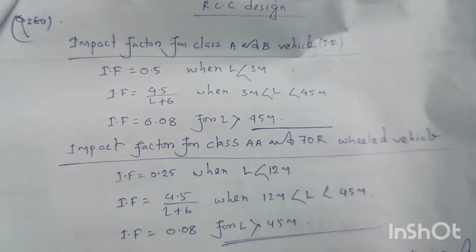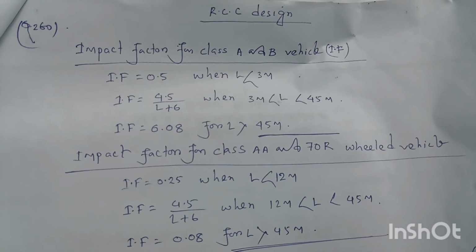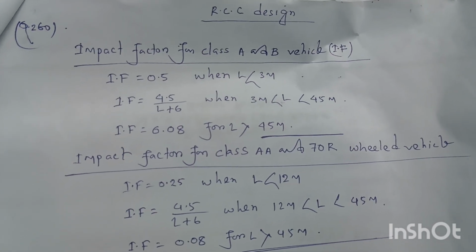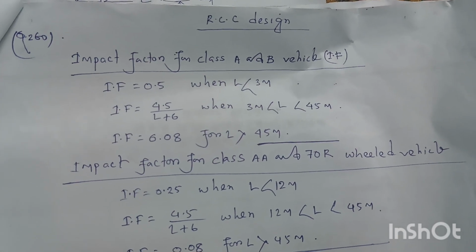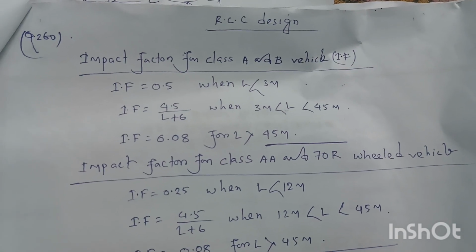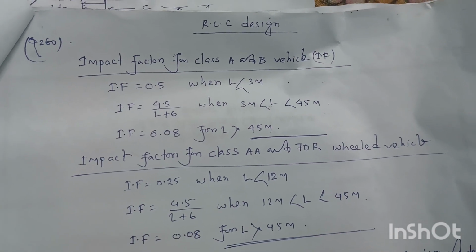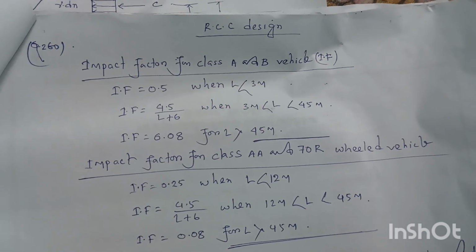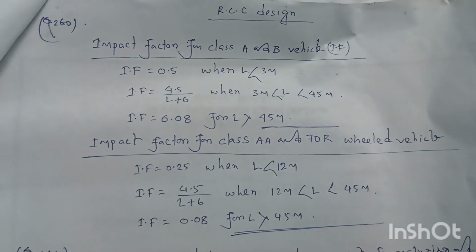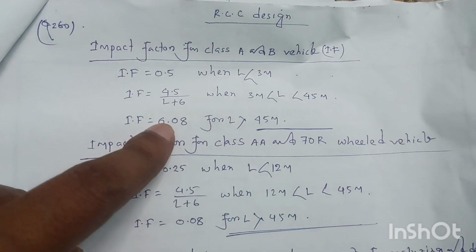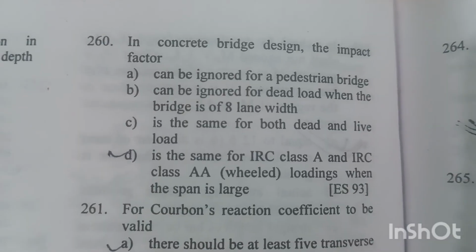And impact factor for class AA and 70R wheel class vehicle. The impact factor will be 0.25 when the span is less than 12 meter, and impact factor is equal to 4.5 by L plus 6 when the span is less than 45 meter but greater than 12 meter. And impact factor will be 0.08 for span greater than 45 meter. So for span greater than 45 meter, the impact factor value will be the same for both classes, 0.08 for class AA and 70R, and for class A and B the impact factor is 0.08 for span greater than 45 meter. Option D is the right answer.